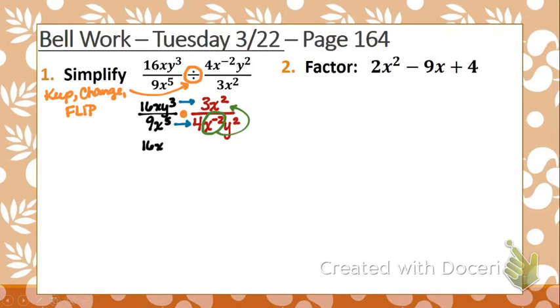So 16xy cubed. We said this is turning into one fraction, so that's getting multiplied to 3x squared, and then we just brought up this x squared. When I bring it up to the top, it becomes positive. Over 9x to the 5th, turning it into one fraction because we're multiplying it together, 4 and my y squared.